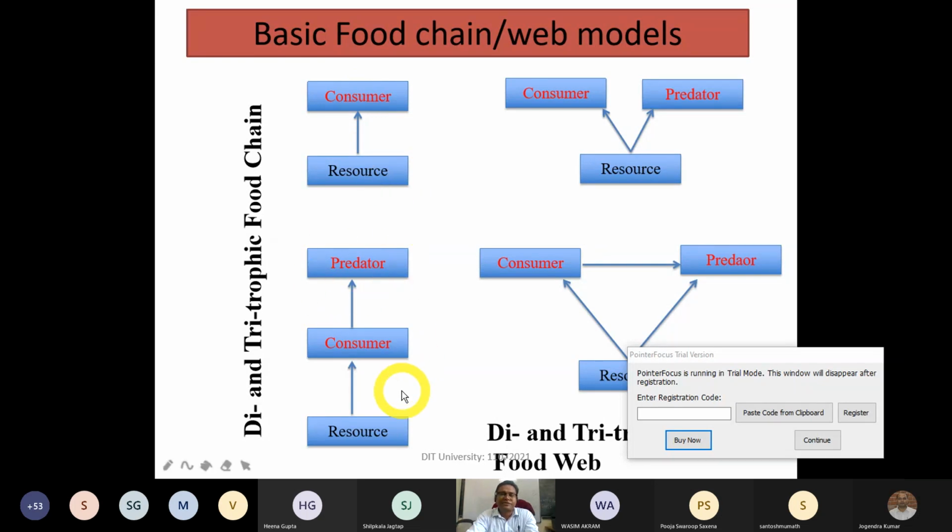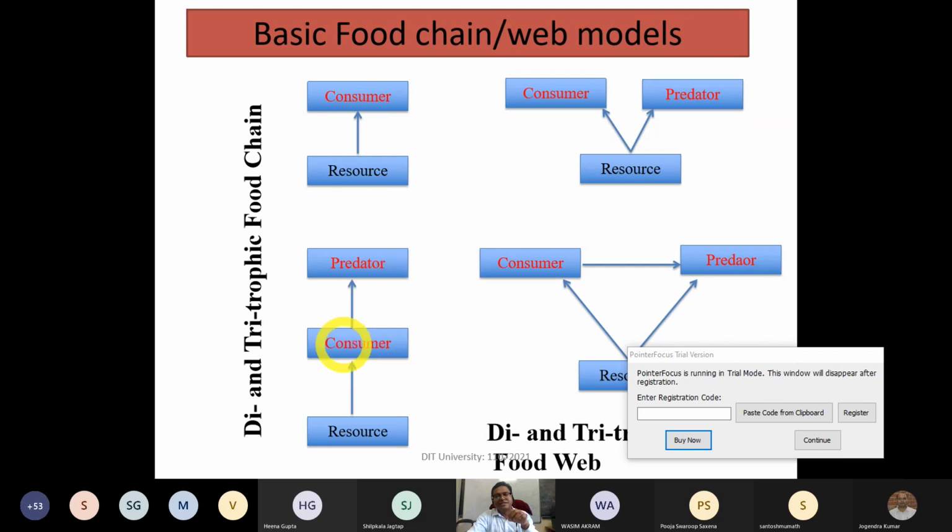Similarly, such a system is called a ditrophic food chain. And if I increase the chain, let's say one more or higher trophic level, we call it the predator. So let's say resource, consumer, and predator, the energy will flow from the resource to the consumer. So consumer growth is totally depending on the resources in the absence of the predator. And similarly, predator growth rate is totally depending on the consumer availability. But the consumer now becomes the prey for this predator.